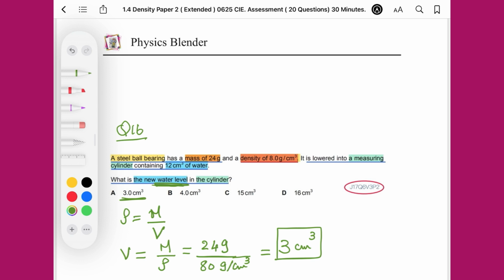Okay, so you have here the measuring cylinder. It contains 12 cubic centimeter already. So here you have the measuring cylinder. It contains here 12. Okay, when you add this steel ball, it rises 3, so the answer will be 15. Okay, so your answer is 15 cubic centimeter. Is it clear?